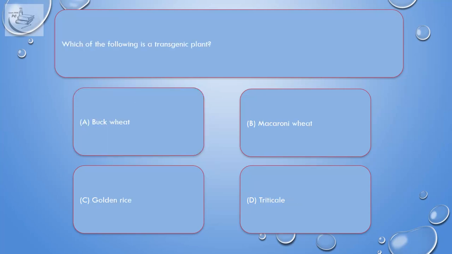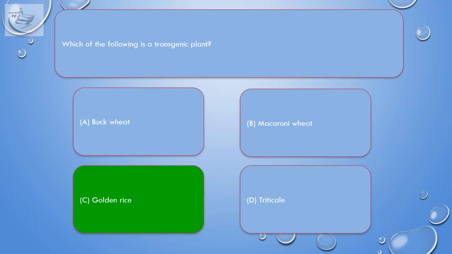Question: Which of the following is a transgenic plant? A. Buckwheat. B. Macaroni wheat. C. Golden rice. D. Triticale. Correct answer is C. Golden rice.